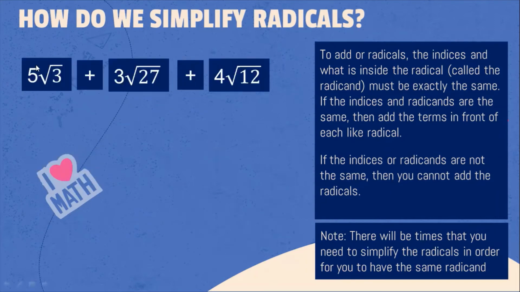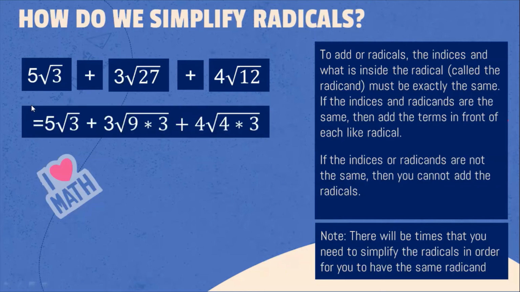Another example, 5 the square root of 3 plus 3 the square root of 27 plus 4 the square root of 12. We have the same indices, but we do not have the same radicands. That's why we need to simplify first. We cannot simplify the square root of 3 because it's simplified already. We cannot have factors for 3 where one of the factors is a perfect square. For the square root of 27, we can factor out 27, and one of the factors must be a perfect square. We can also factor out 12, and one of the factors must be a perfect square.